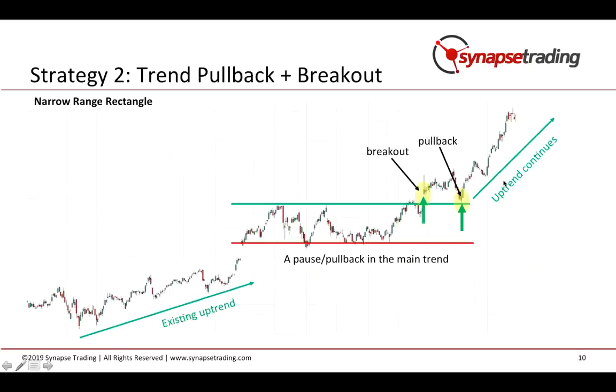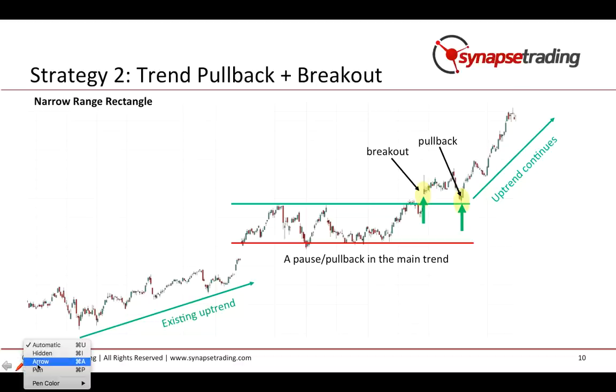Okay, next we go on to strategy 2, where in this case the rectangle is part of a continuation pattern. So in this scenario, we have an existing uptrend and then we have a pause in the main trend. This pause is what we call a pullback. Right? We see a pause over here, and then the prices break out of the rectangle and resume the uptrend.